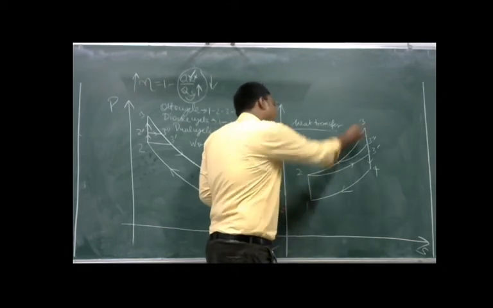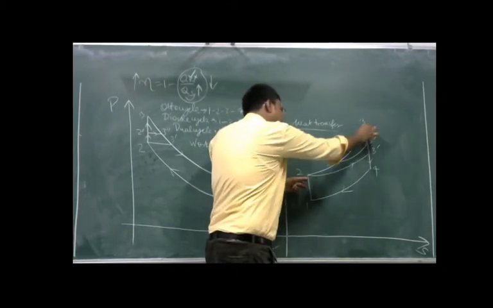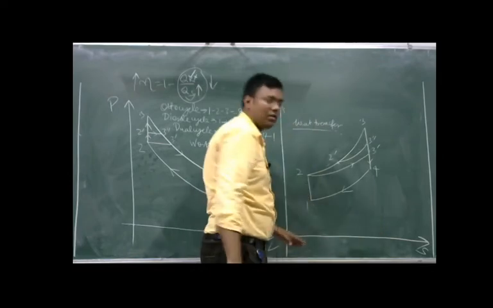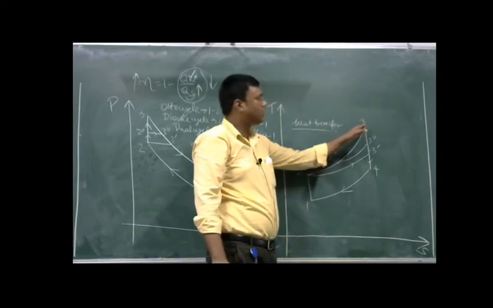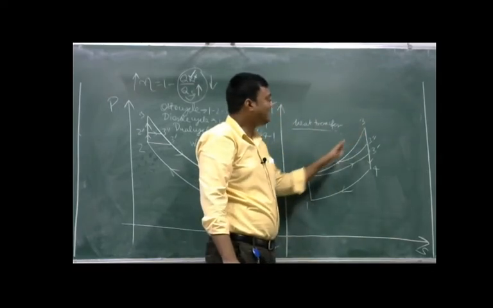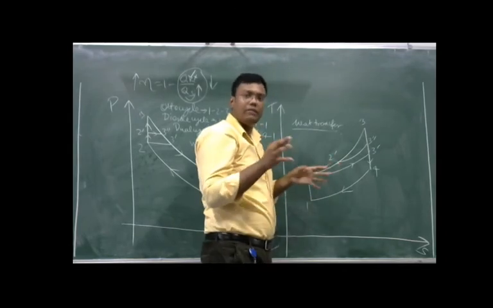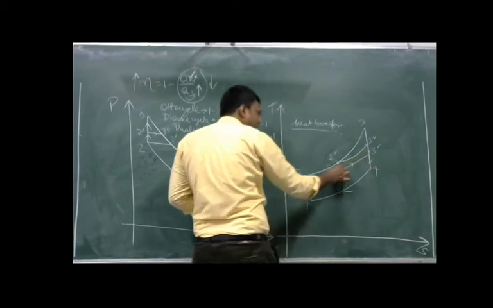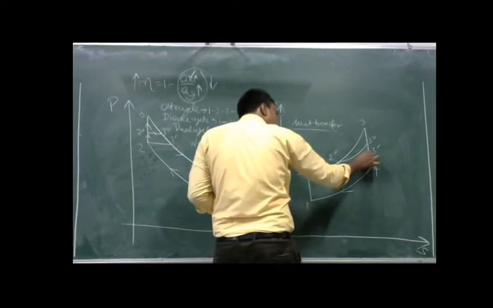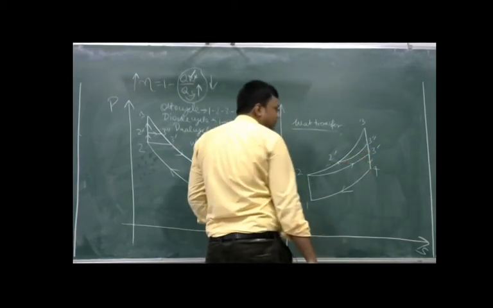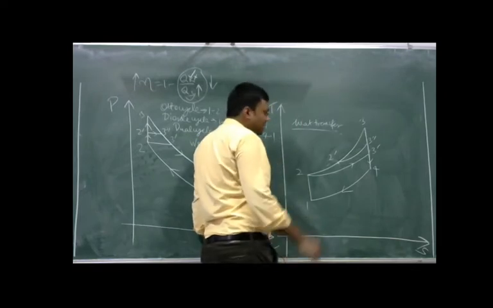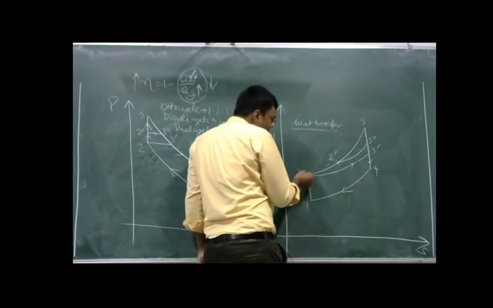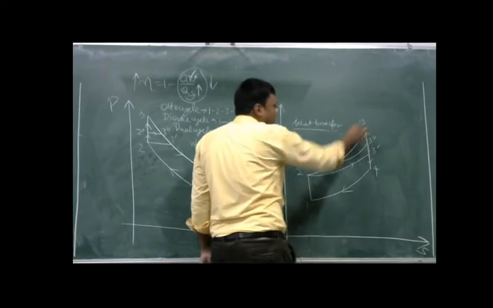The topmost curve is 2 to 3, which means the area below this curve is maximum because it is the topmost curve. The area below the bottommost curve, 2 to 3 dash for the diesel cycle, will be minimum. So the area below the topmost curve, 2 to 3, is for the Otto cycle.